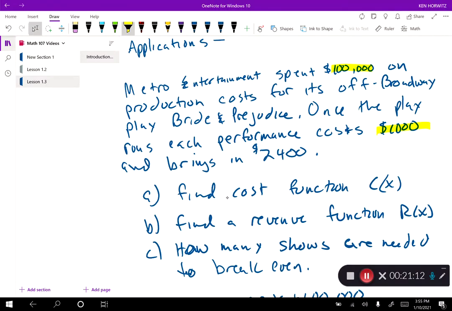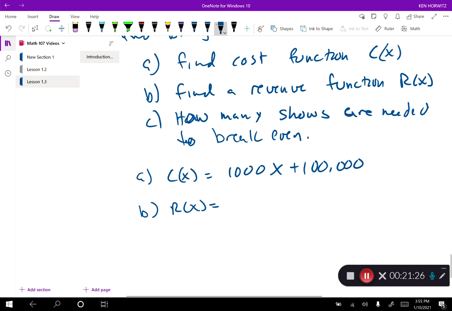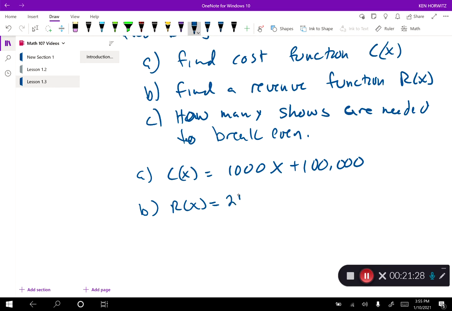My revenue function is how much money the play brings in. And what we see is that we bring in, I'll use green for money, $2,400 per performance, which means that I could say it's 2,400x.